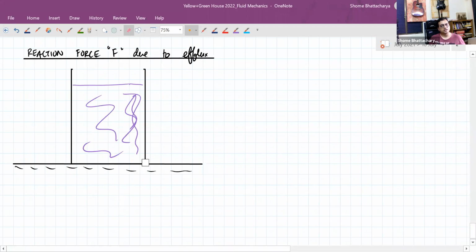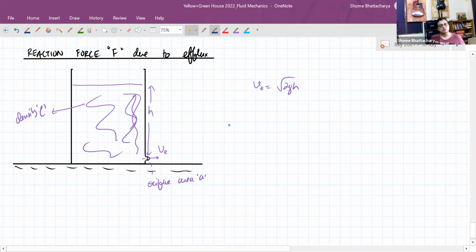Now suppose, it doesn't matter where I made the orifice, whether right at the bottom or somewhere on the side. I'm just showing it for reference. Liquid is coming out at efflux speed v, which will of course depend on the height of liquid above the orifice. That we already know. And the liquid is of density rho and the orifice area is small a.